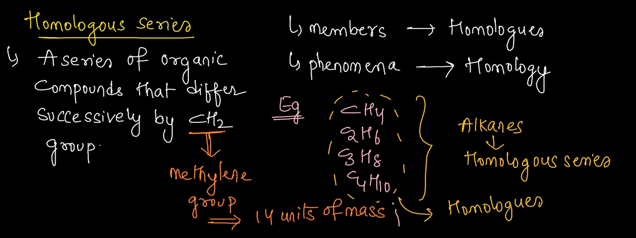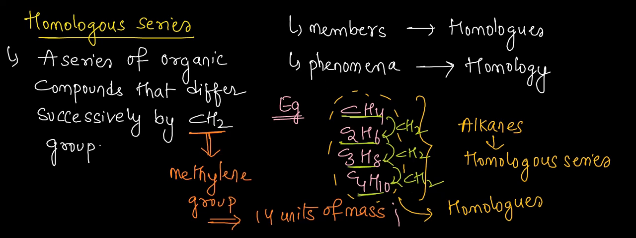Now observe the difference here. CH4, C2H6. If you see the successive difference, there is a difference of one carbon atom and two hydrogen atoms. Similarly, compare the second with the third. There is a difference of CH2. Again, compare 3 with 4. There is a difference of CH2. So such compounds which differ successively by CH2 group are called homologues, and the whole series is called homologous series. Okay.